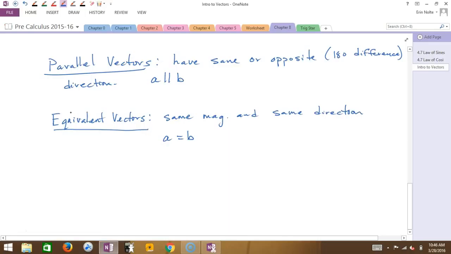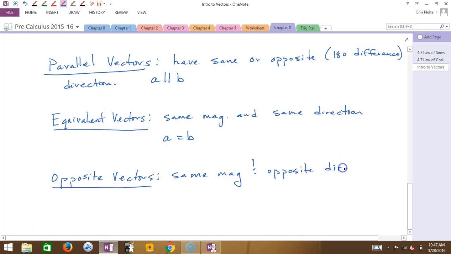And then opposite vectors, what would you say an opposite vector is? 180 degree difference on the direction. What about magnitude? Same or what? On the magnitude? So, yep, they would have to have same magnitude. So opposite vectors have to have the same magnitude, so same force, pushing against each other, but opposite directions. So if I add two opposite vectors, what will they equal? 0. Okay, so if you're adding them, they would equal 0 because they would cancel each other out.